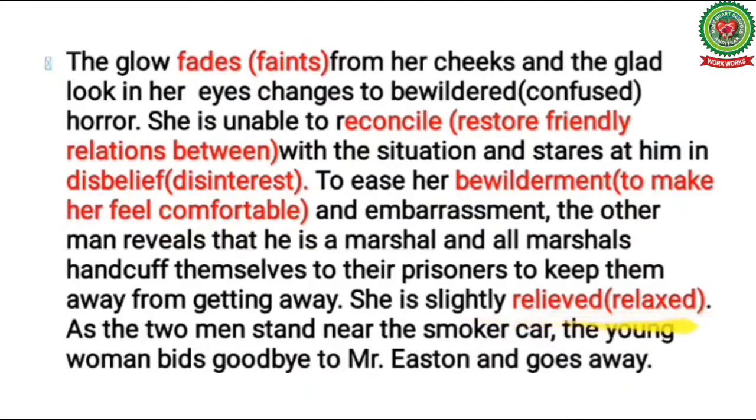Relieved, relaxed. Now children, as I told you earlier, on noticing Mr. Easton handcuffed with another man, she appears to be horrified and anxious. Now on seeing the expressions of horror and distress on Miss Fairchild's face, the glum-faced man, without caring for his own reputation, tells Miss Fairchild that he is the prisoner and Mr. Easton is a marshal. He also tells her that all marshals handcuff their prisoners to their own right hand so that they do not run away. Then Miss Fairchild feels relieved. At the end, the young woman bids goodbye to Mr. Easton and goes away.